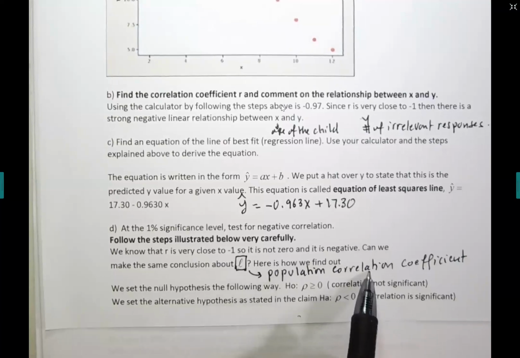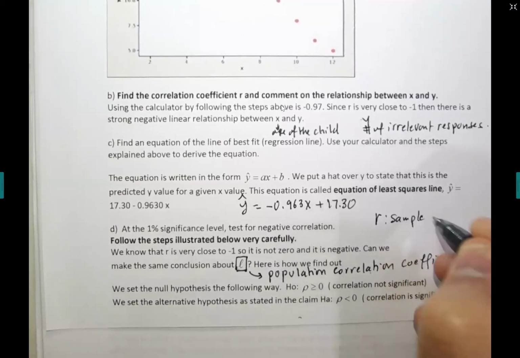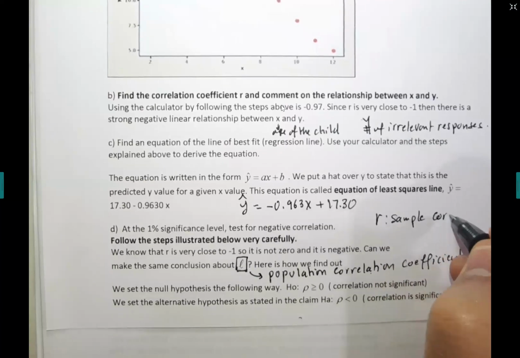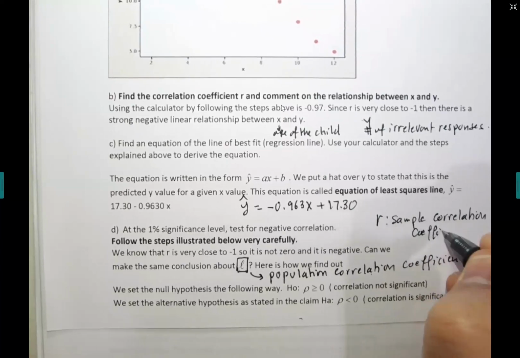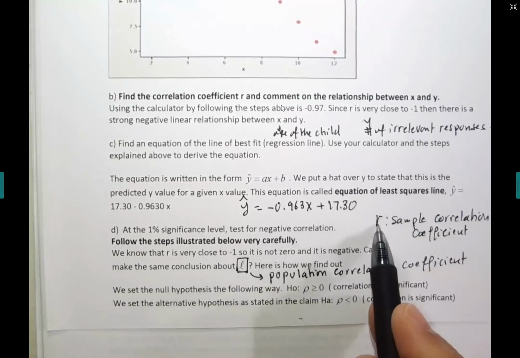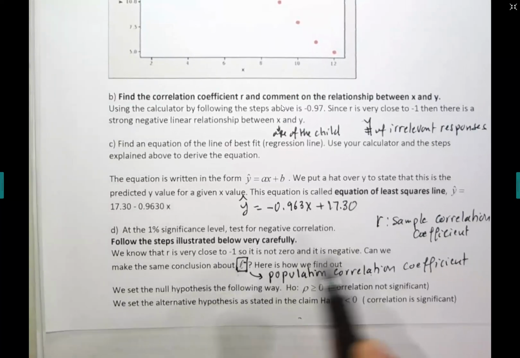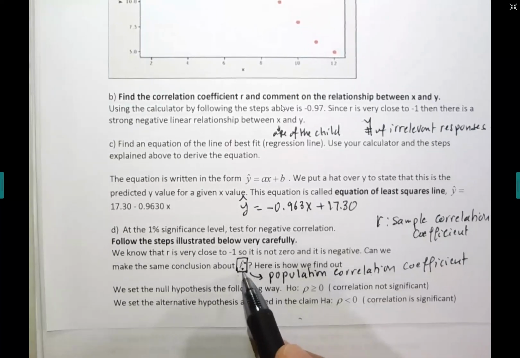This one, we don't know. r is the sample correlation coefficient. We know, we already did it. It's on the calculator. Now what we're gonna do, guys, we're gonna use the value of r to test rho. So we will be using r to test the population correlation coefficient. And I'm gonna walk you through the steps and how to set up the null and the alternative hypotheses and perform the hypothesis test in order to test the population correlation coefficient.